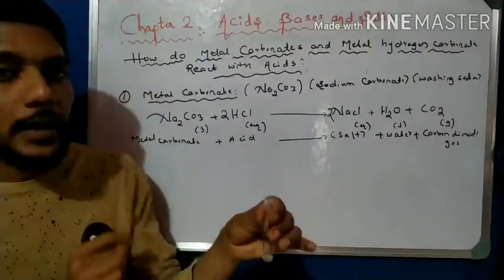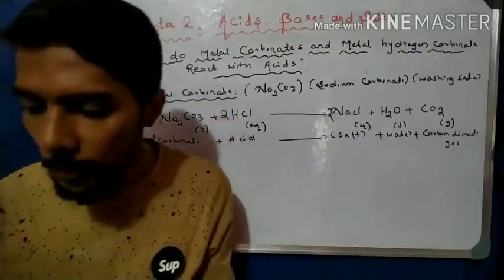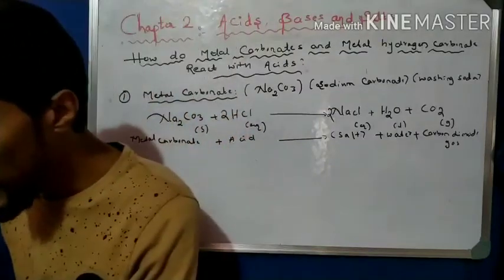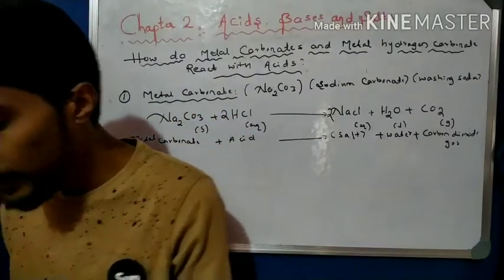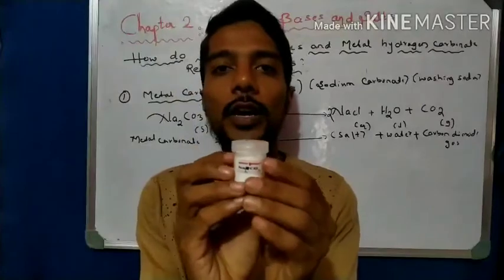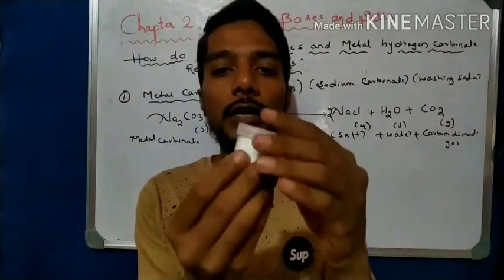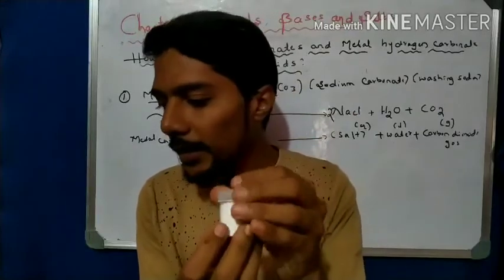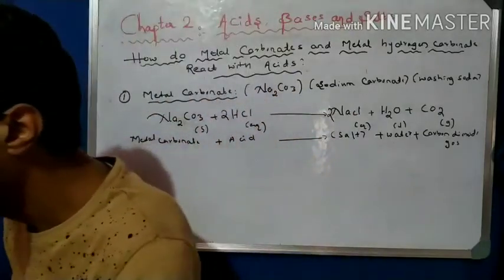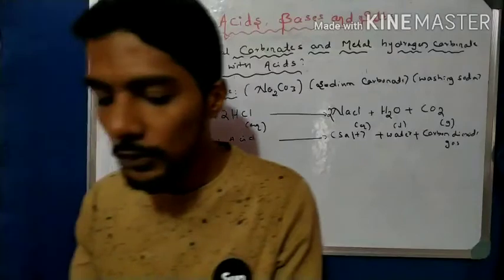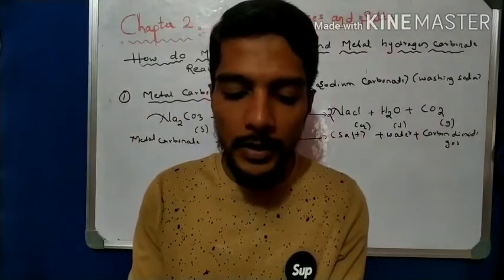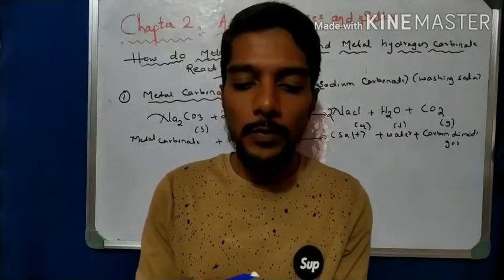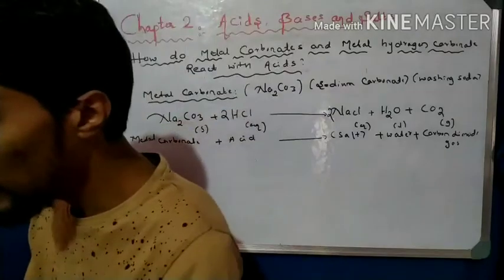Now it is time to add sodium carbonate. I kept the test tube here for a second. Then see, this is the sodium carbonate, Na2CO3. It looks like a white powder. Now I take a very small amount of sodium carbonate, that is the metal carbonate. Very small amount I have taken. So observe carefully what happened here.